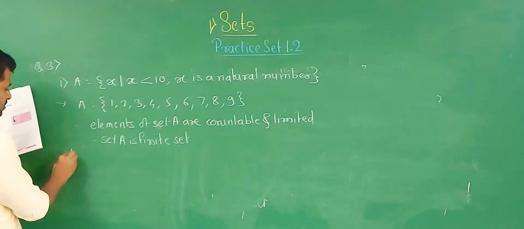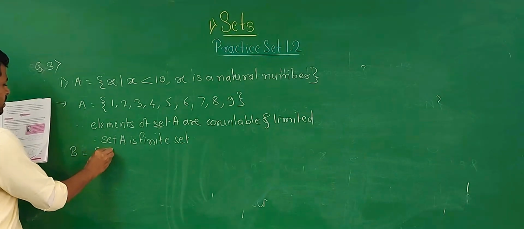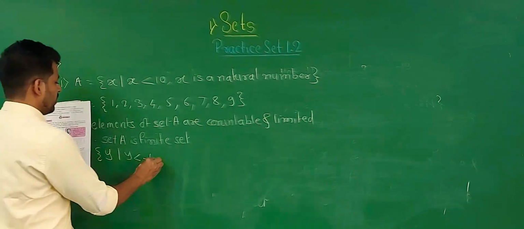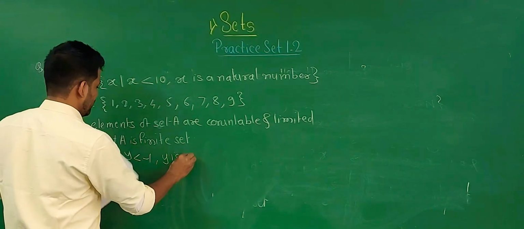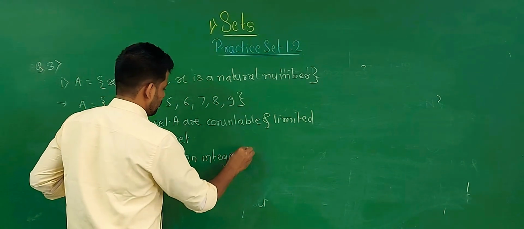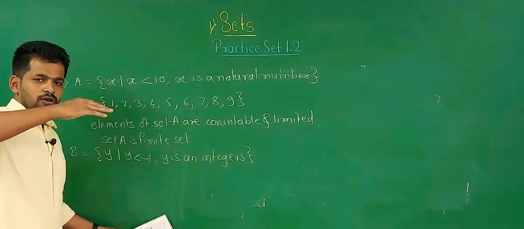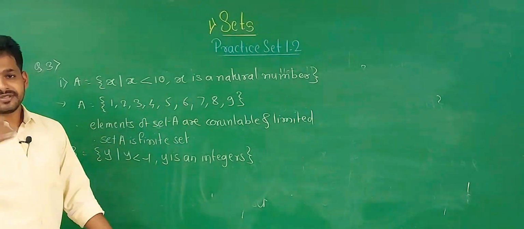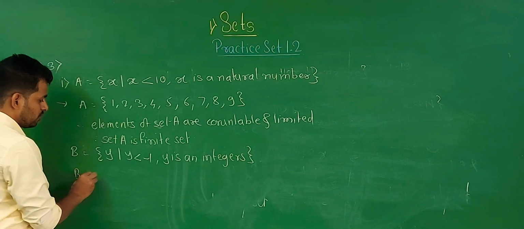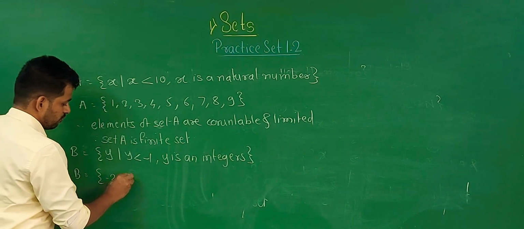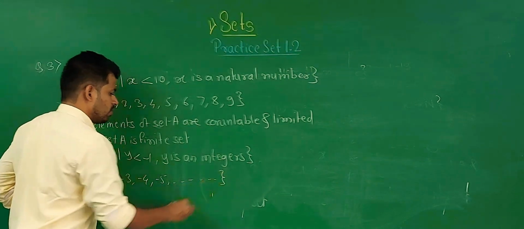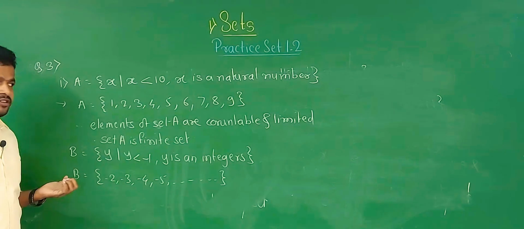Next one, B, that is y such that y is less than -1, y is an integer. Okay, integers means on the 0 right side there are positive, left side are negative. So it is less than -1. So B is equal to -2, -3, -4, -5 up to so on. So on the left side there are negative integers.